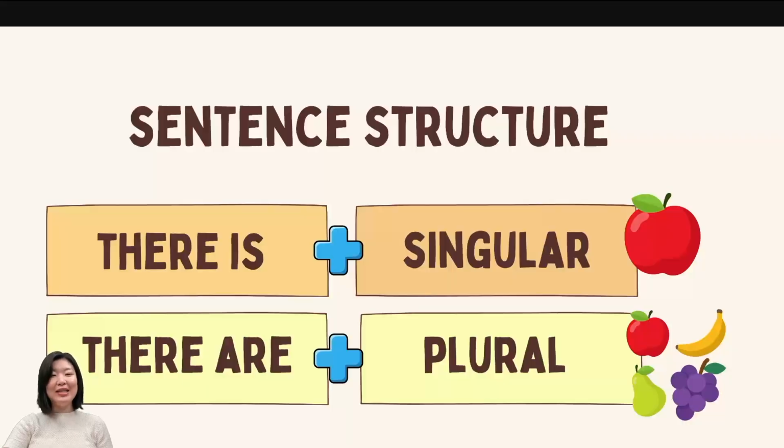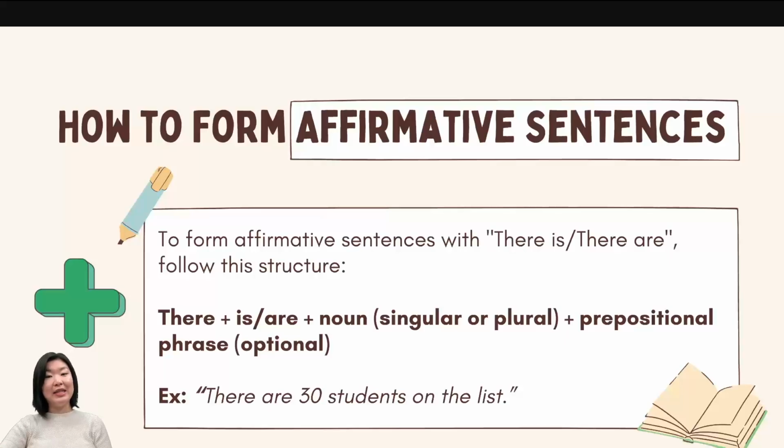Let's take a look at the sentence structure of there is and there are. So there is plus singular noun. Remember, it has to be a noun. Do you guys remember noun from the previous lesson? Noun represents people, places, things, ideas, animals, right? So remember that you have to write down a singular noun after there is. It's the same with there are, but it's quite different because you have to write a plural form of a noun.